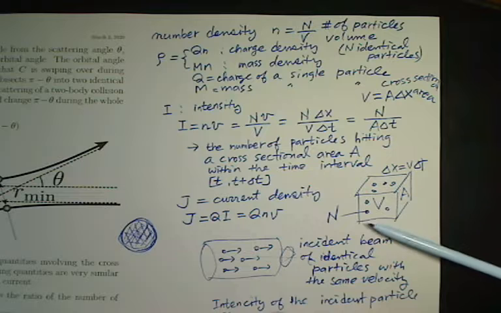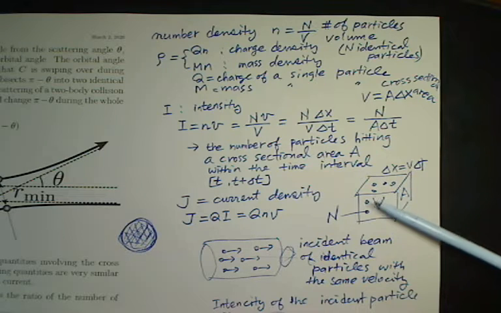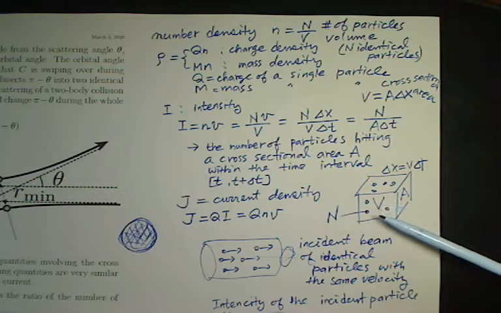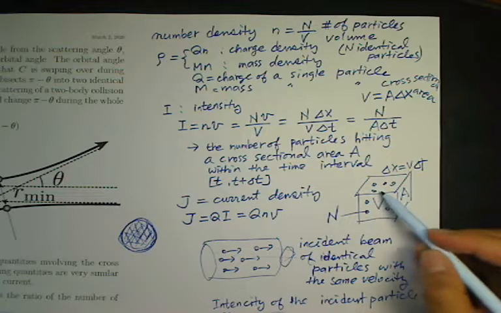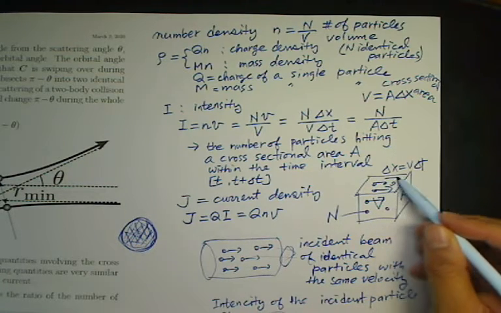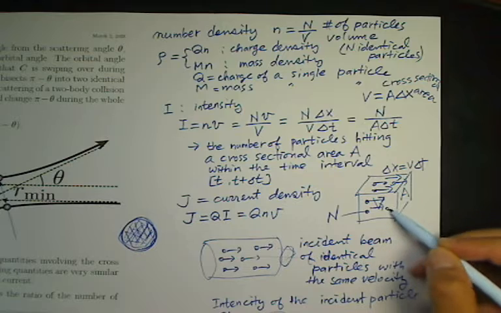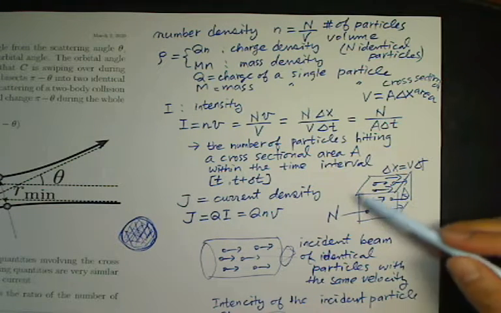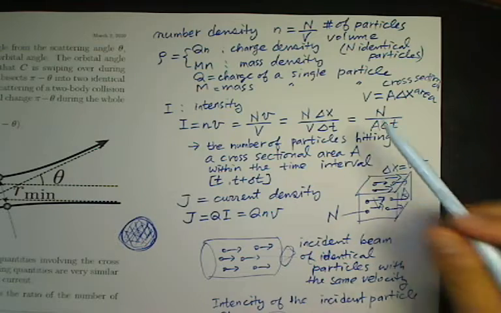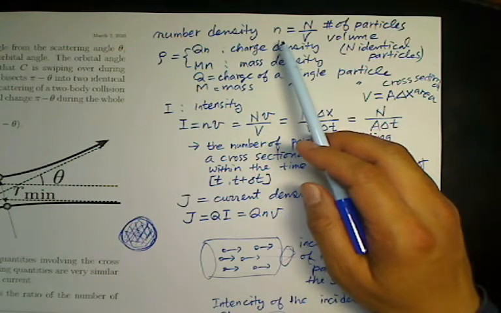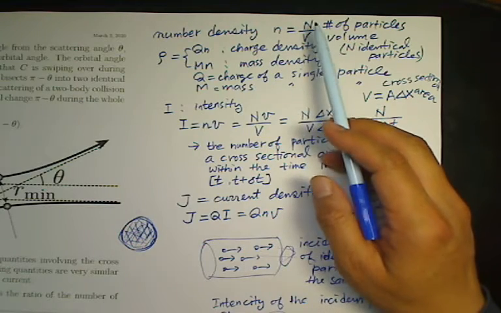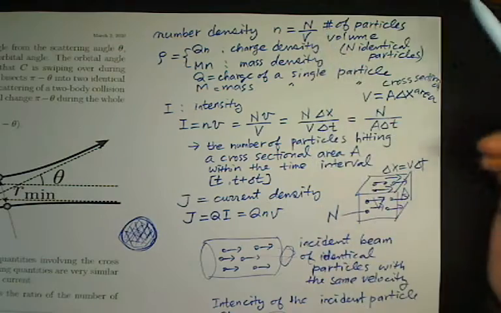We are considering the flow of identical particles, uniform identical particles, just like raindrops or something like that. The identical particles are distributed in space, and they are all moving with the same velocity. Okay? First of all, at the rest frame of this flow, we define the number density. The number density N is the total number of identical particles divided by volume.